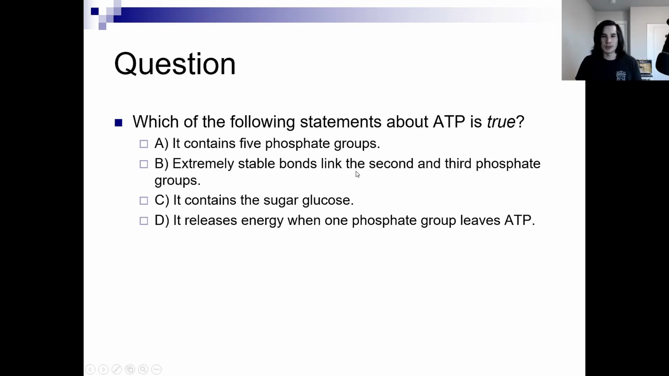Extremely stable bonds link the 2nd and 3rd phosphate groups. Well, we just talked about this. These are actually extremely unstable bonds that link your 2nd and 3rd phosphate groups. And it contains 5 phosphate groups. It actually contains only 3 phosphate groups. It contains 3 phosphate groups, adenosine triphosphate.